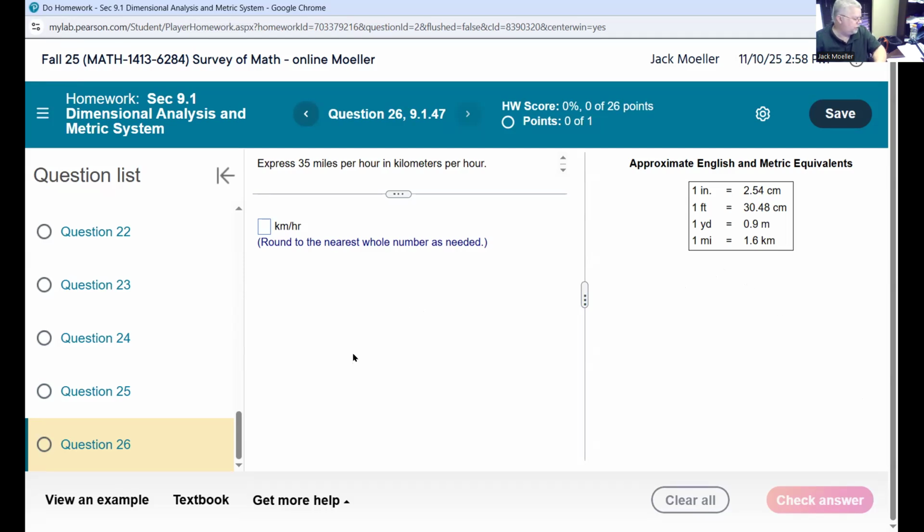So next video we'll be talking about area and volume, and then 9.3 is going to be talking about weight and temperature. So those videos will be coming shortly.